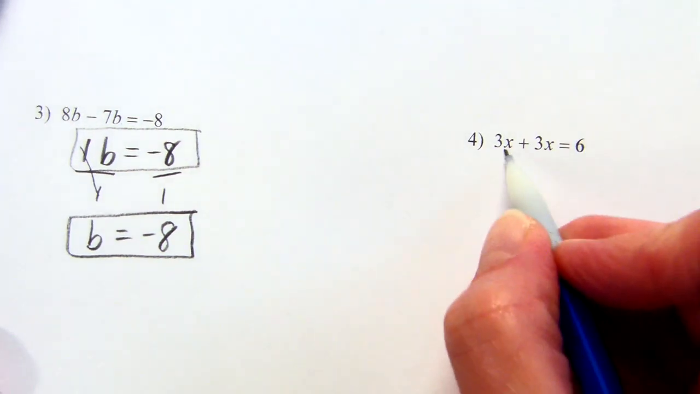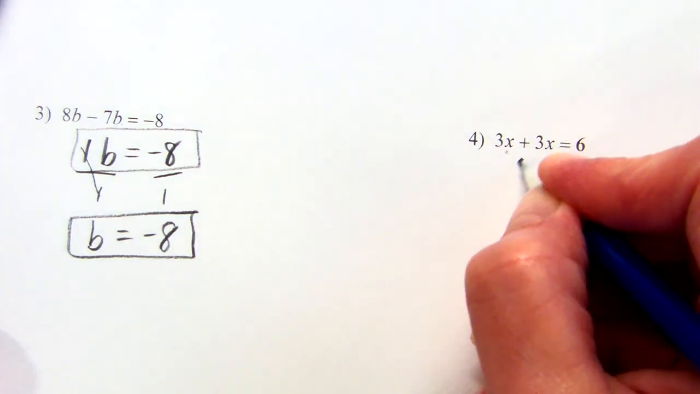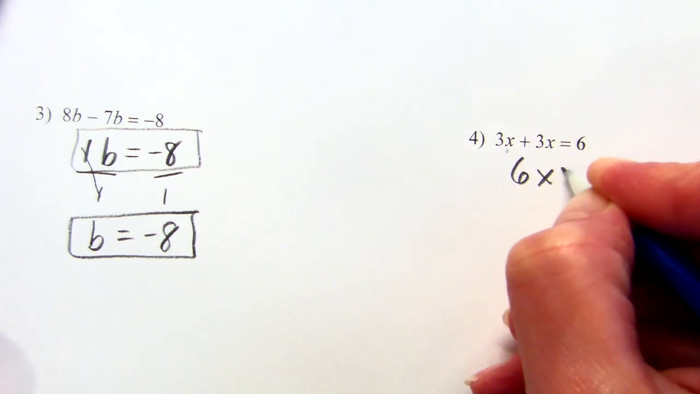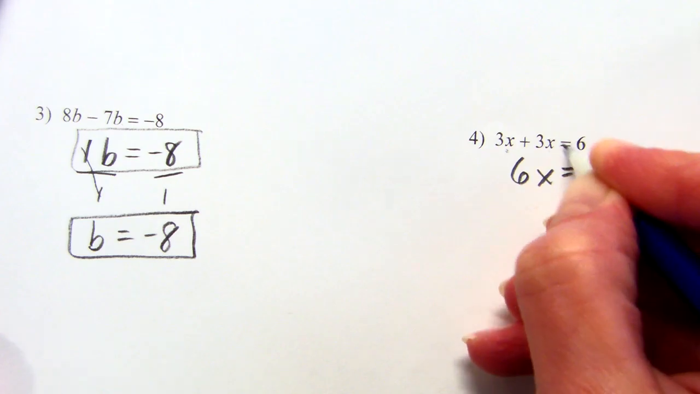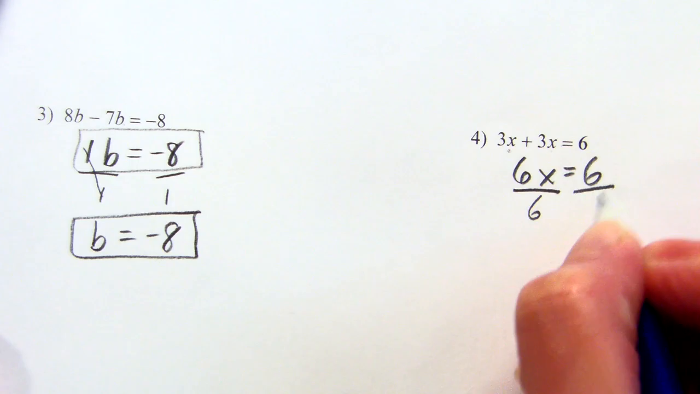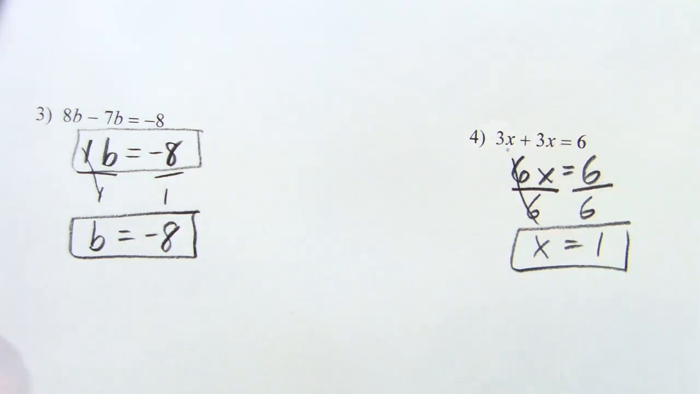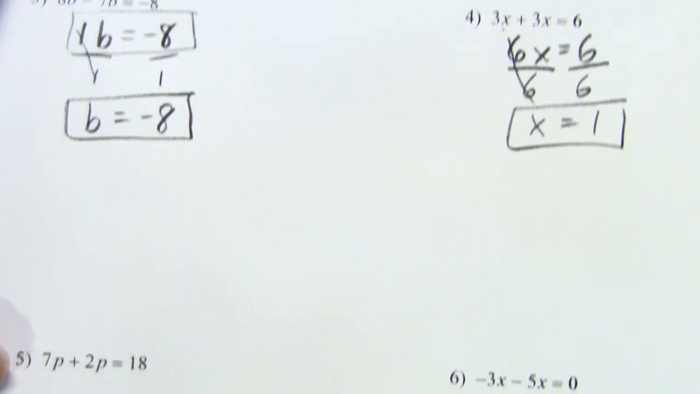Okay, number 4, I've got 3x and 3x. Those are like terms. They both have an x in them, so I'm going to combine them to make 6x. And then I bring down the other side of the equation, equals 6. Then I divide both sides by 6, and you get x equals 1 for your final answer.